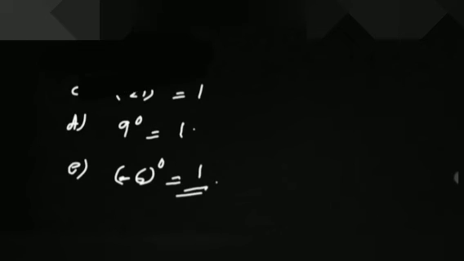Understood? Okay, now please write down the second law. After that, we shall explain that. Second law, Roman number 2: A raised to 1 is equal to A. This is the second law. A raised to 1 is equal to what? A. This is the second law.